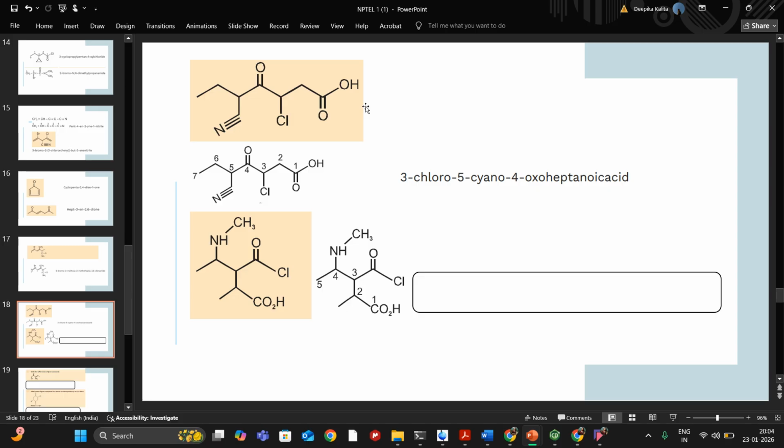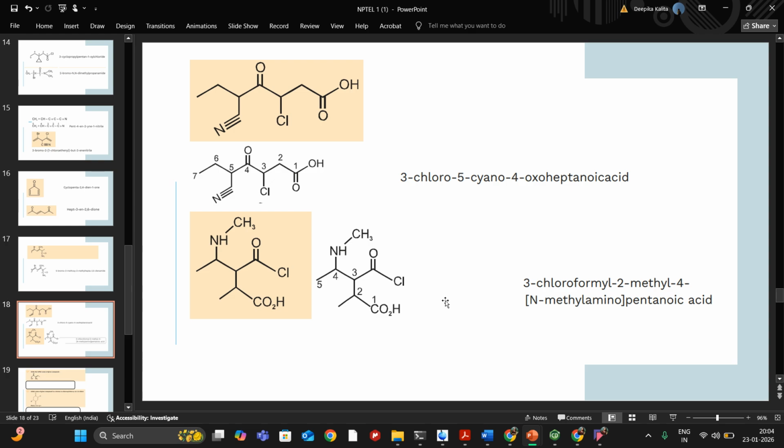Then we will move to the next example, which is again having 3 different functional groups. One is carboxylic acid, second is acid chloride, and the other is amine, which is a secondary amine. So again, the carboxylic acid group will get the highest priority, and hence we will extend our parent carbon chain from here to here, and will place the amine and the acid chloride groups as the substituents.